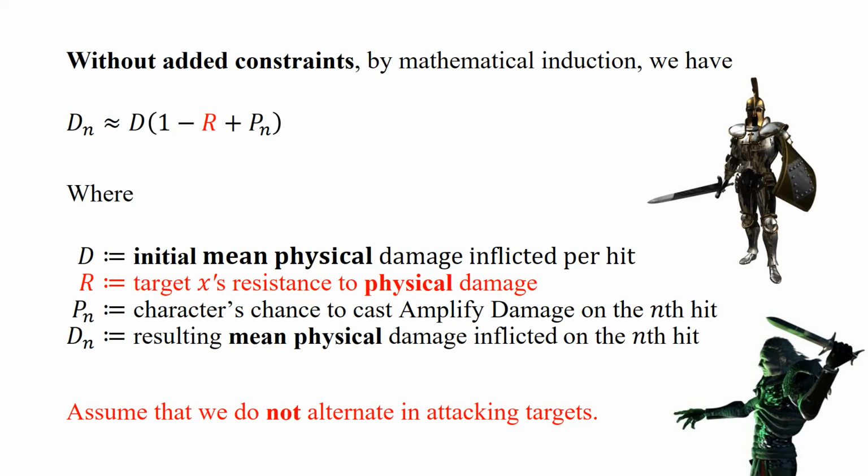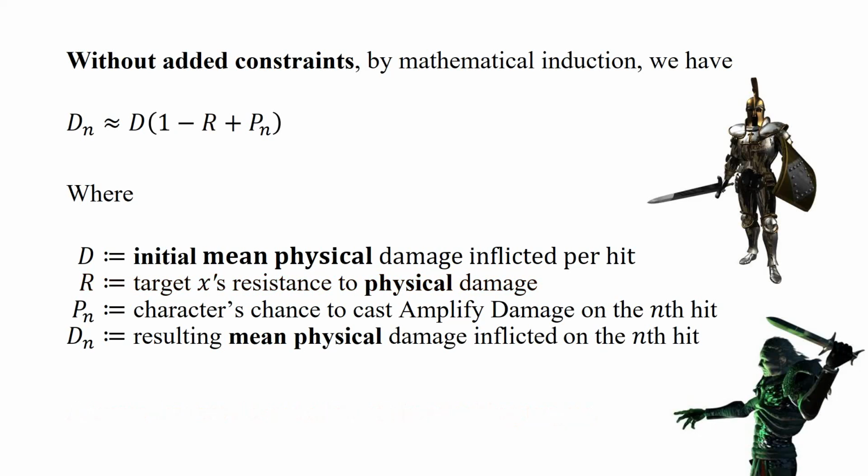Sure, it's possible you could hit different targets with the same physical resistance, but then you have to worry about whether they're both in the radius of the Amplify damage, etc. So for the sake of simplicity, we're just going to assume that we're attacking the same target, and that's an implicit consequence of letting R be constant. It's not the only consequence, but it's just one thing we'll do for the sake of simplification.